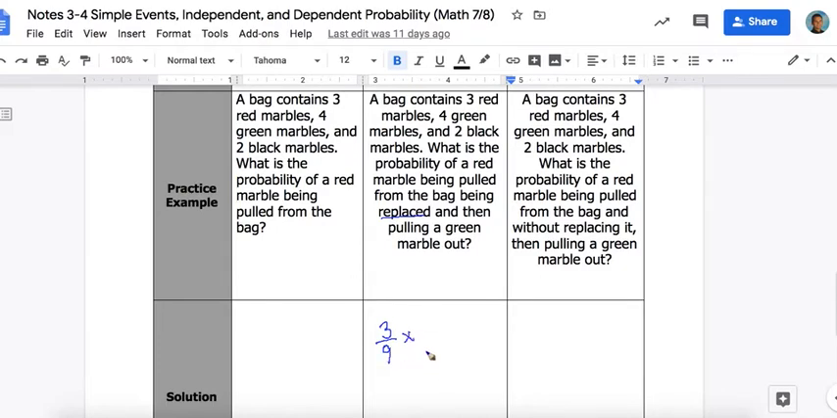Now, because we're replacing it, when we do our second event, there's still going to be 9 marbles in the bag. And now we're going to pull out a green marble. So we have to look back up here and we see 4 green.